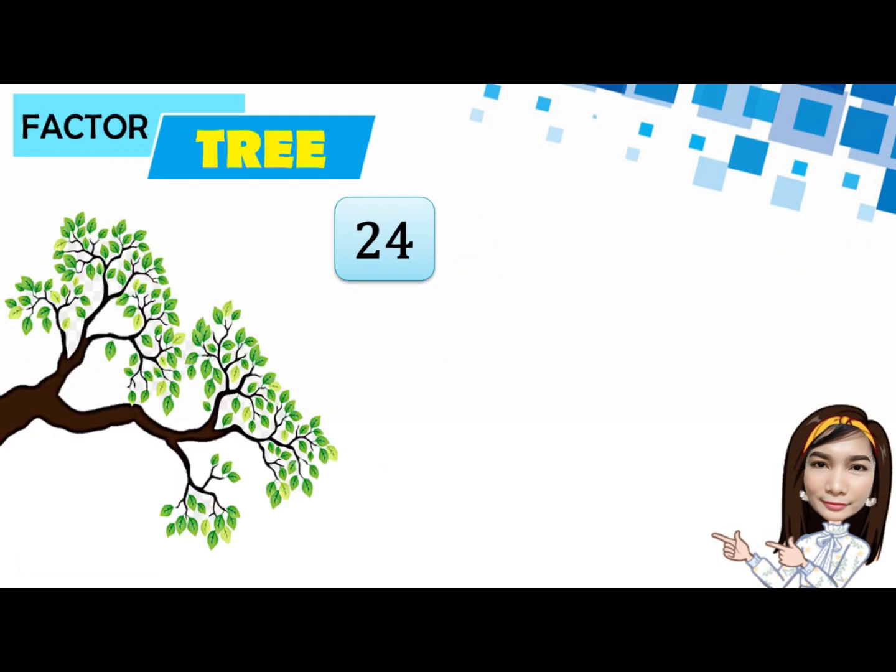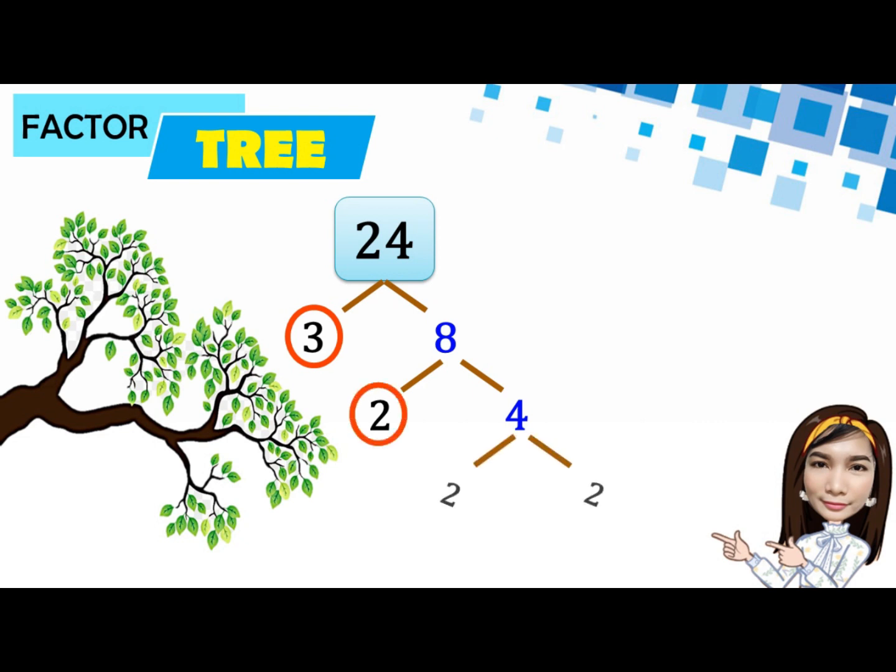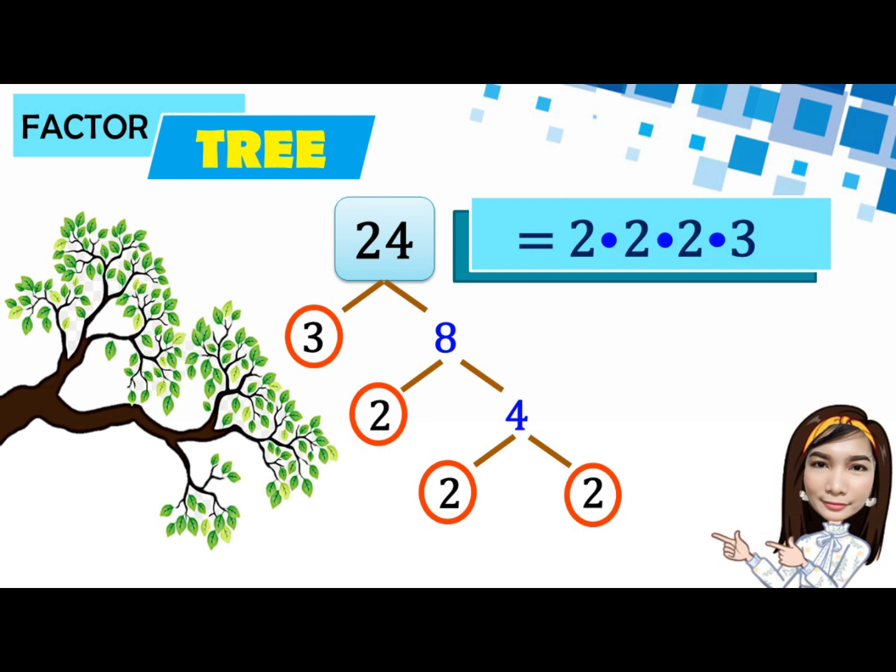Now there is another way of factoring 24. We can factor it by 3 times 8. Encircle 3. 8 can be factored by 2 times 4. Encircle 2. 4 can be factored by 2 times 2. And they are both prime. So still, we have the same answer, 2 times 2 times 2 times 3.